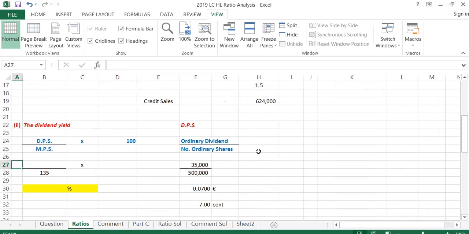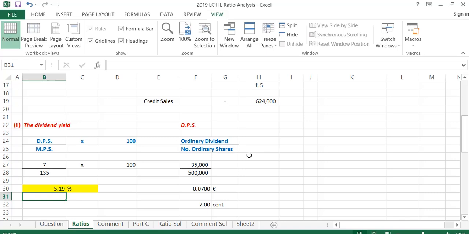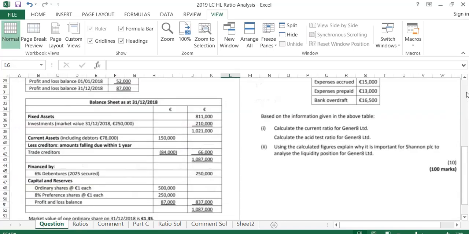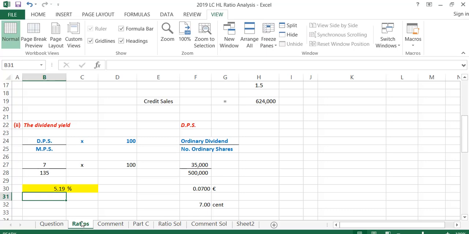So now to calculate our dividend yield, it's dividend per share, which is 7, over the market price per share, which is 135 cents, and then multiply it by 100 because our answer is in a percentage. So it's 7 divided by 135 multiplied by 100 gives a dividend yield of 5.19, to 2 decimal places, because in the question it asks us to work out the ratio to 2 decimal places where appropriate. And that is ratio number 2 done, the dividend yield.